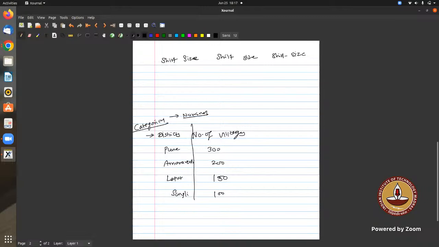The second part is this variable. What is the type of variable? Numerical. Interval or ratio? Ratio. The baseline is zero. Zero villages means how many villages? No village. Villages can't be negative. Zero means zero, right? Zero means no village. It's not like some village is present there.